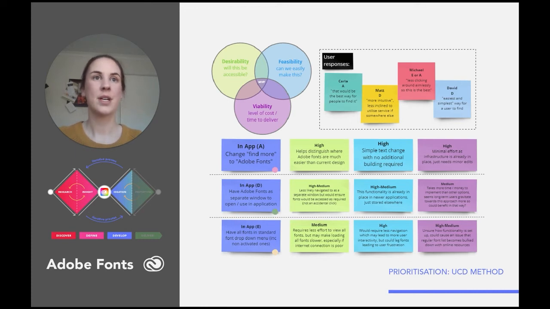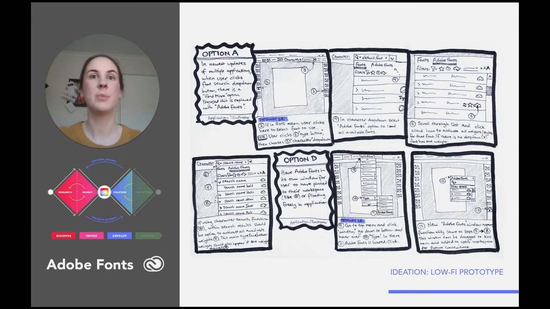UCD, to prioritise this information. As the feedback was split mostly 50-50 between two different Crazy 8 options, I created paper prototypes of each to see if there were any issues that could be avoided before going any further.